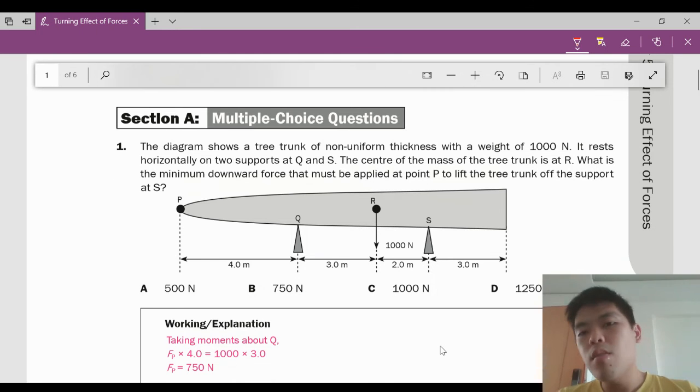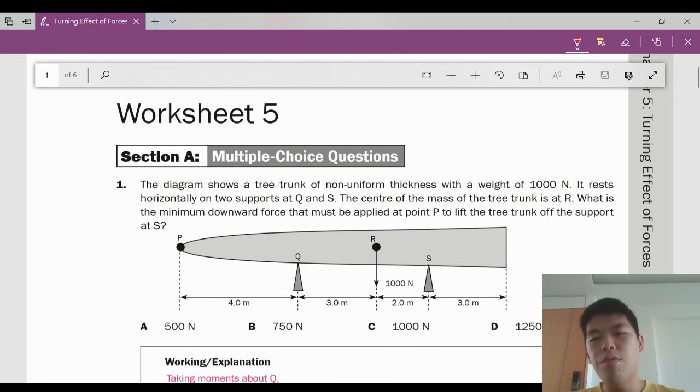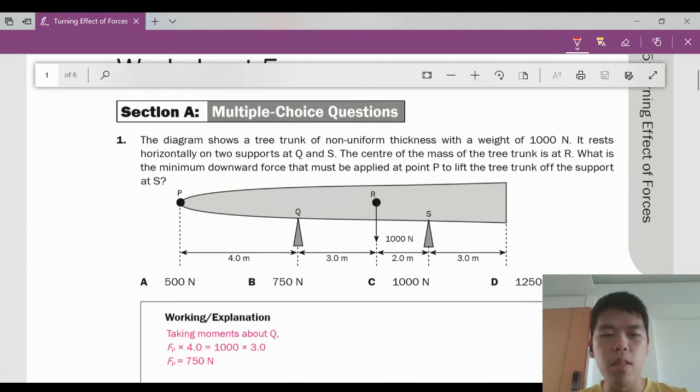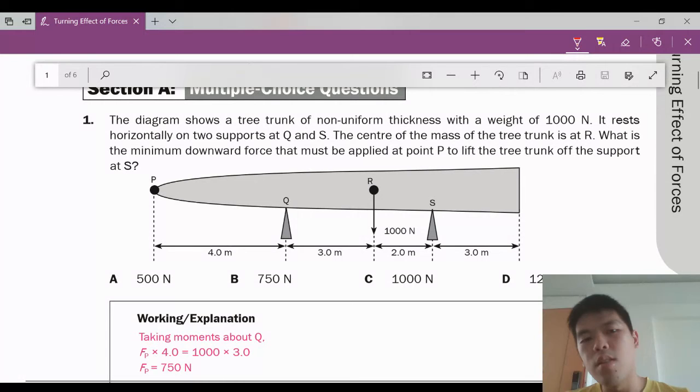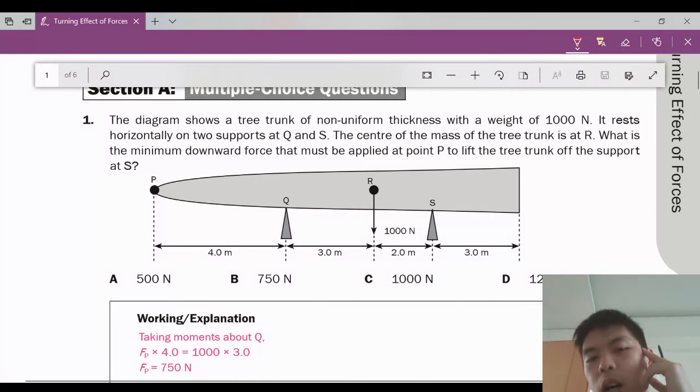Right, welcome back. So let's look at your theory book worksheet 5 for the questions on moments and principle of moments. So let's take a look at the first question itself. The first question is a tree trunk. It is not evenly distributed, the mass, and its thickness is also not evenly distributed. So what happens is this tree trunk itself has a weight of 1,000 newtons.